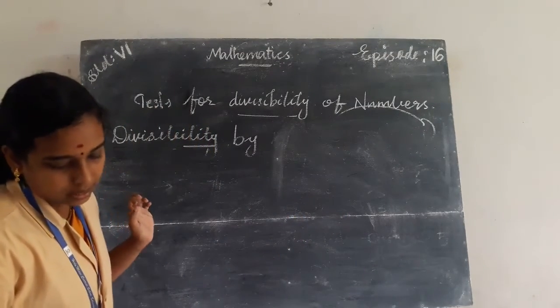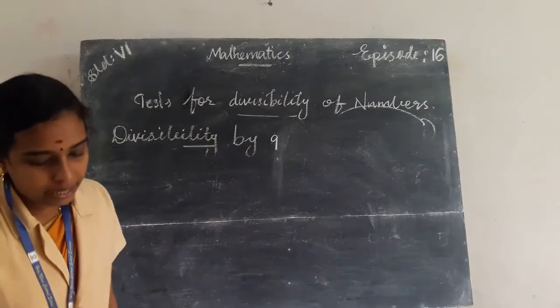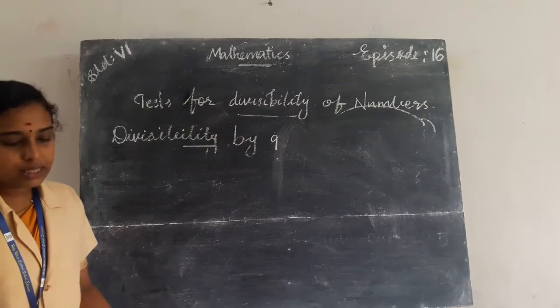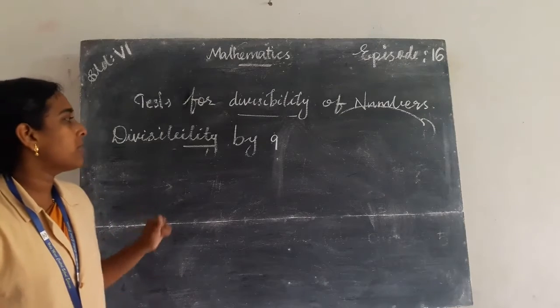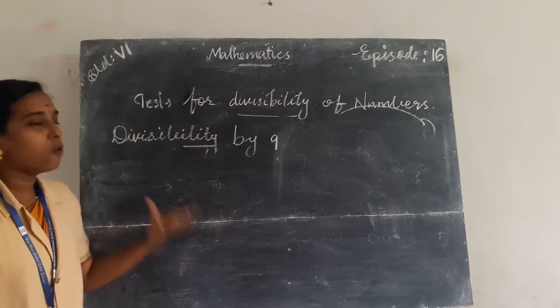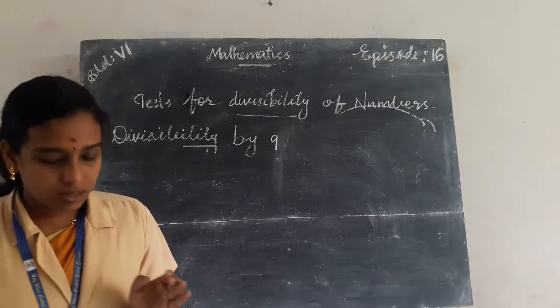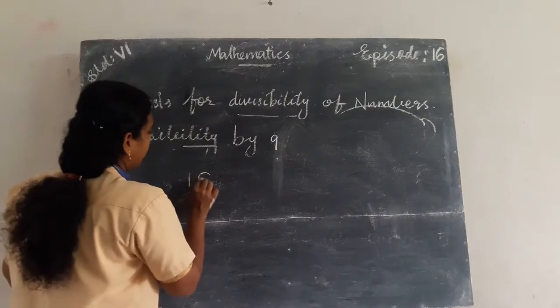And the next one is divisibility by 9. To check the divisibility of a number by 9, if the sum of the digits of a number is divisible by 9, then the number is also divisible by 9. If the sum of the digits of a number is divisible by 9, then the number is also divisible by 9. So, here the number given is 18.